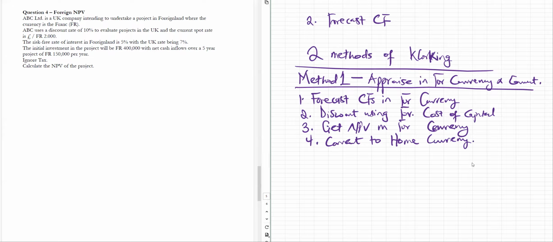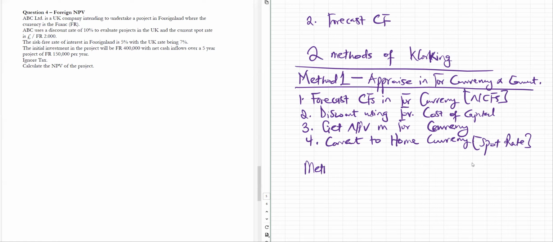So all the things you know from NPV, the net cash flows, they will all be done in the foreign currency. Okay, when you finish, you are going to use the discount rate in the foreign currency, get the NPV in the foreign currency, then you convert it to your home currency. Okay, that's the method one.